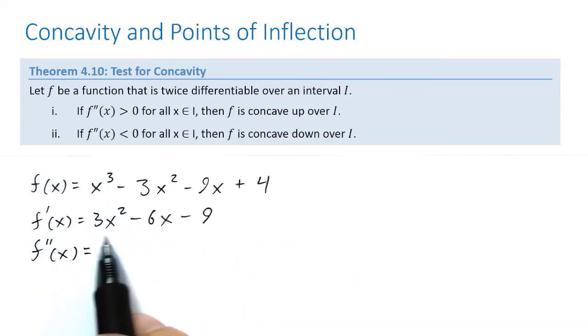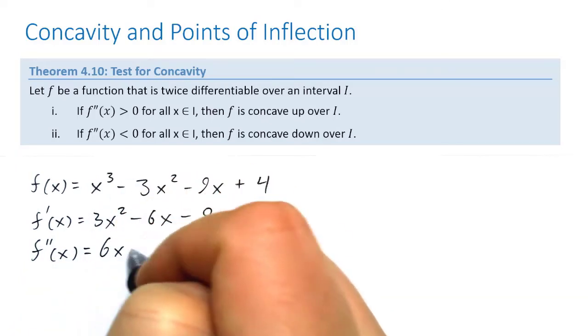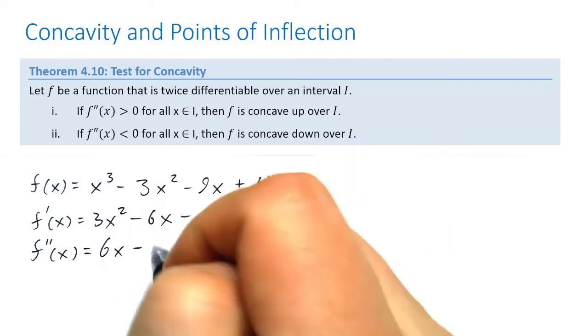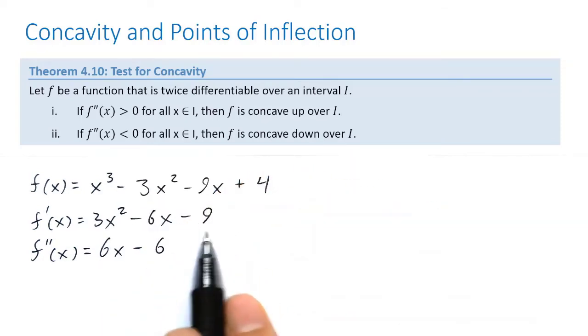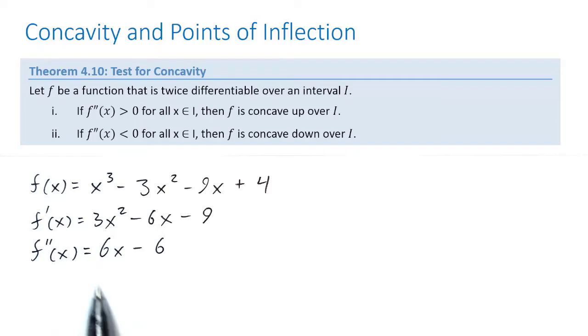Well, the derivative of this is 6x, the derivative of this term is 6, and the derivative of this term is 0 because it's a constant. So here we have f double prime. So we're looking for where f double prime is positive or negative. So what I'm going to do is look for where this is equal to 0, and we'll solve for x. Well, I don't think much solving needs to be done. I think it's obvious that x is equal to, yeah, you guessed it, 1, right? So solving that gives us x equals 1.